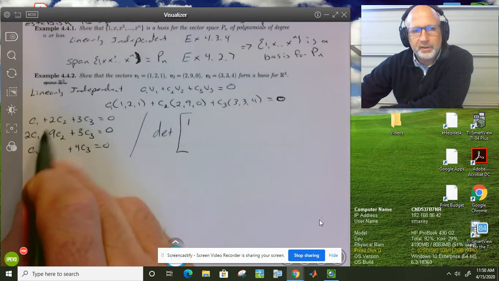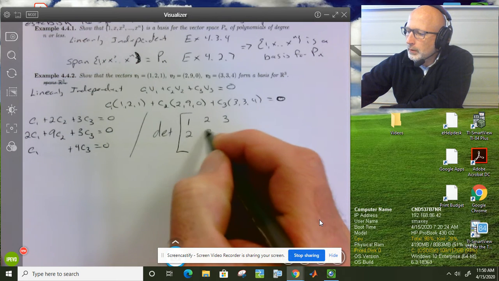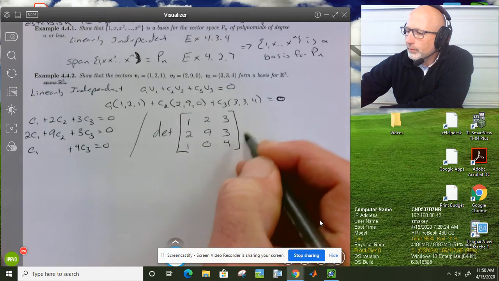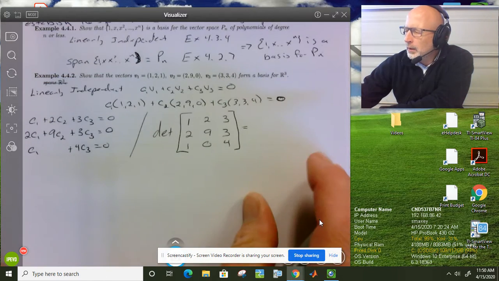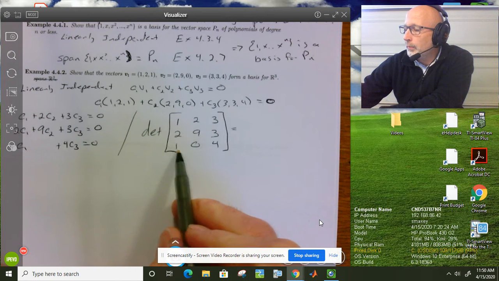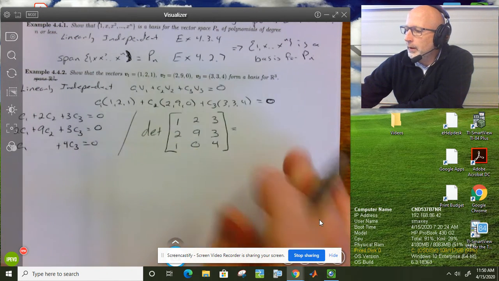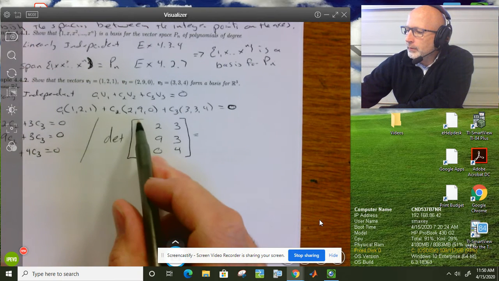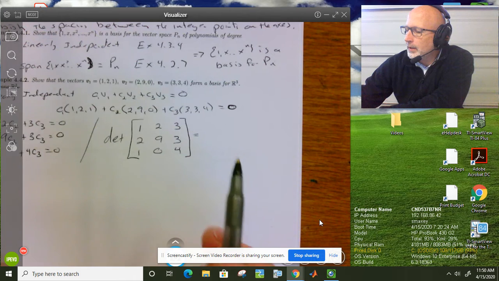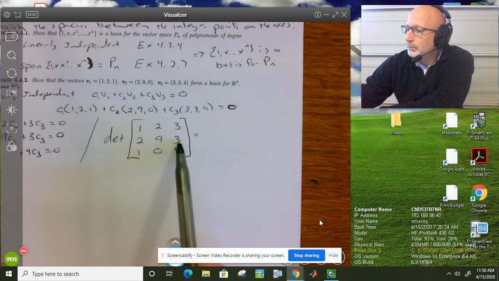Just take all the coefficients over here. So I have 1, 2, 3, 2, 9, 3, 1, 0, 4, and I have to figure out what the determinant of this is. I'm going to take the determinant along the bottom row, because you have a 0 there. So I take 1, this column and this row go away, and I just have this determinant. By the way, you have to pay attention to the plus minus part: plus minus plus, minus plus minus, plus.